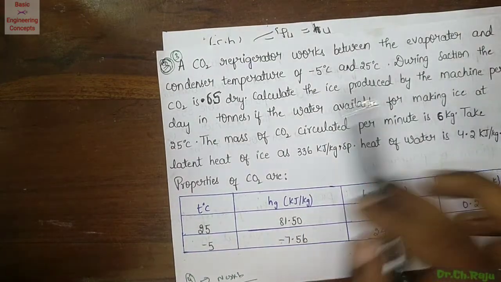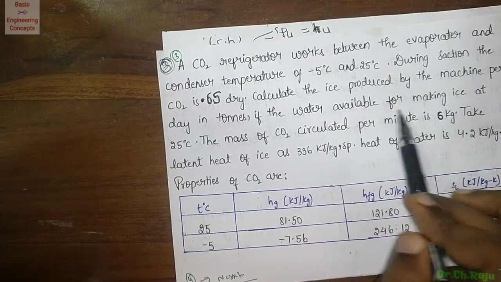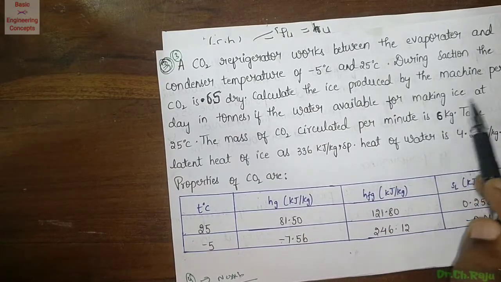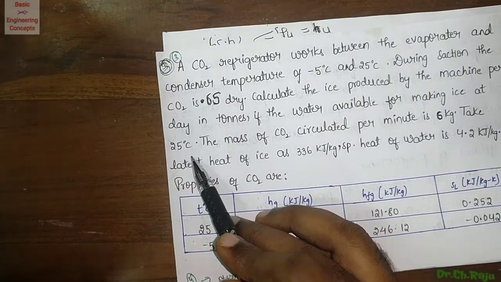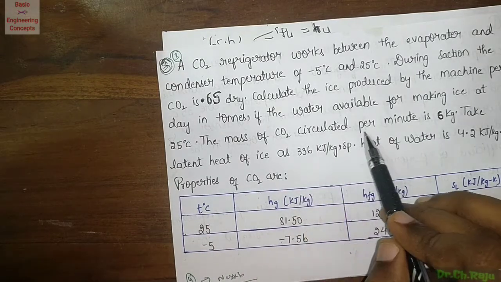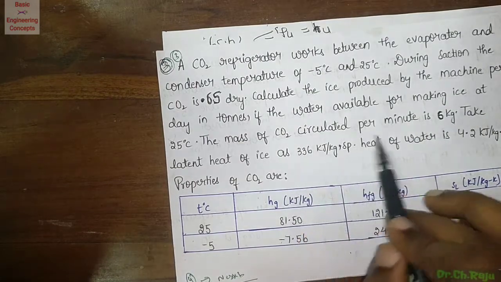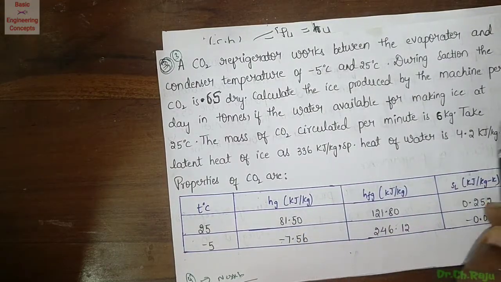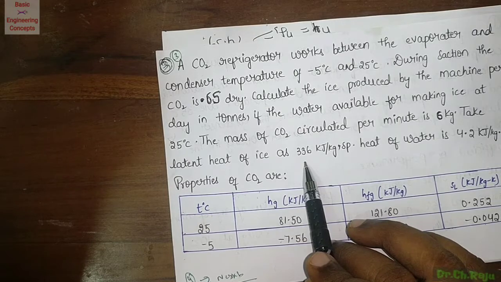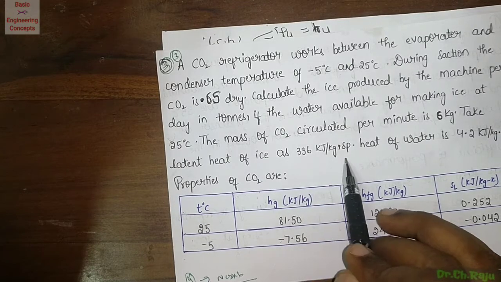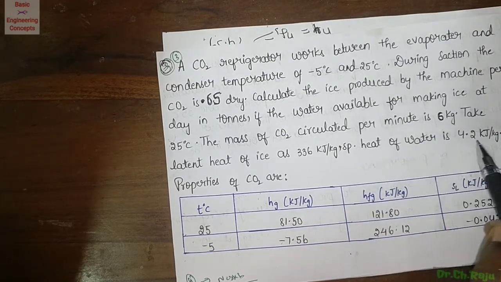Calculate the ice produced per day in tons if the water available for the machine for making ice is at 25 degrees C. The mass of carbon dioxide circulated per minute is 6 kg. Take the latent heat of ice as 336 kilojoules per kg. Specific heat of water is 4.2.